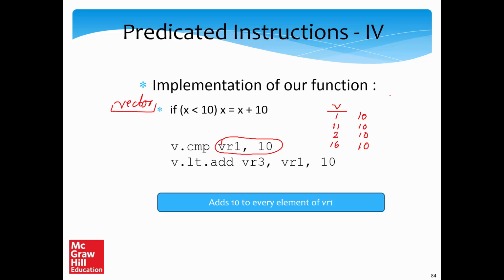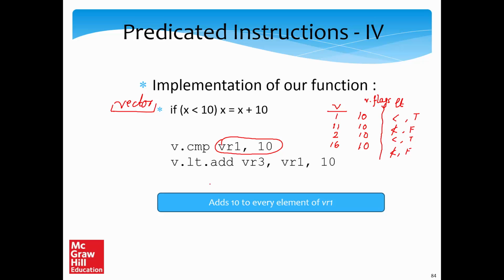In the first case, if we just consider the predicate less than, of course the results are saved in a flags register. I'm not showing that part, but it is implicit that the results are stored in the flags register. If we just consider the predicate less than, then 1 is less than 10, so in a sense it's true. 11 is not less than 10, so this predicate is false. Is 2 less than 10? Well, yes, so this predicate is true. Is 16 less than 10? Well, the answer is no, so this predicate is false.